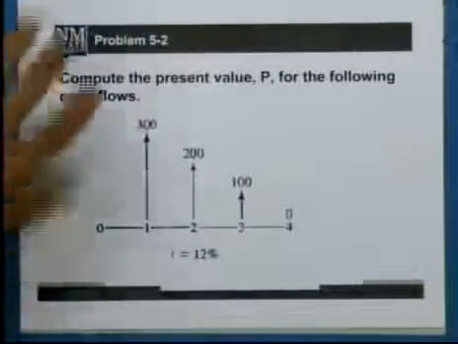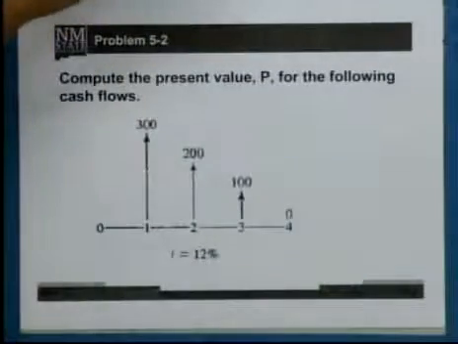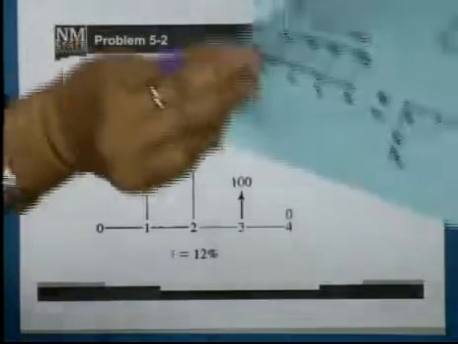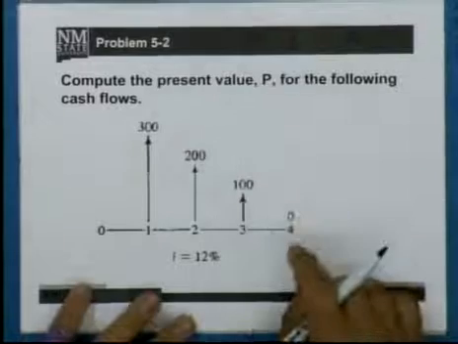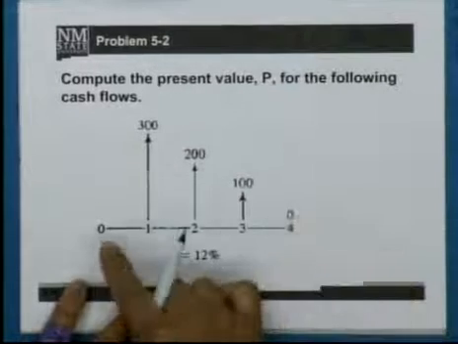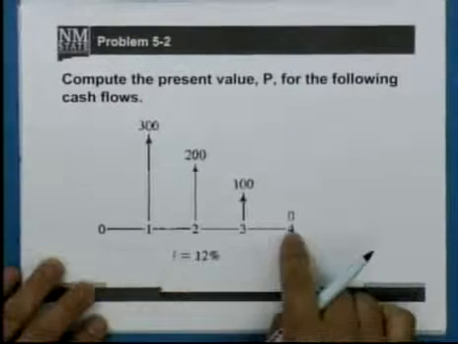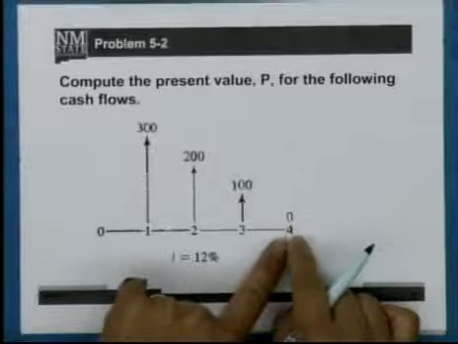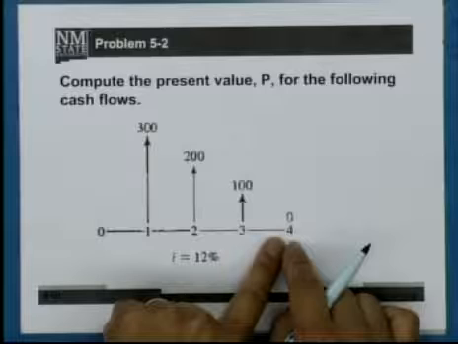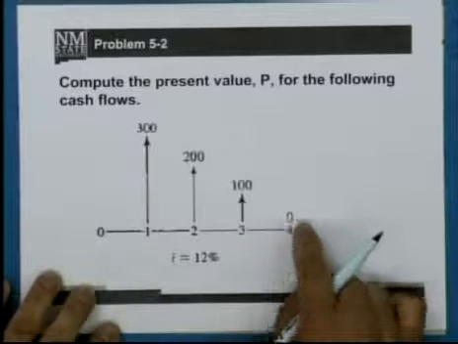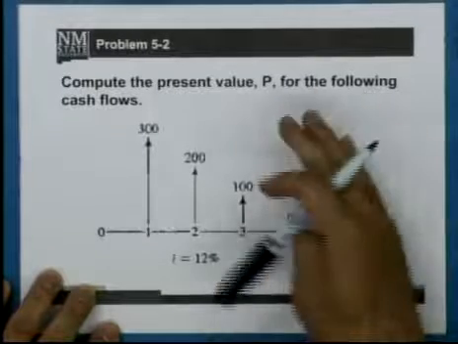And also, if you look at this cash flow diagram carefully, you'll notice that even though this cash flow diagram includes the fourth period, it has the value of 0. So you don't need to include the fourth period here. Okay?